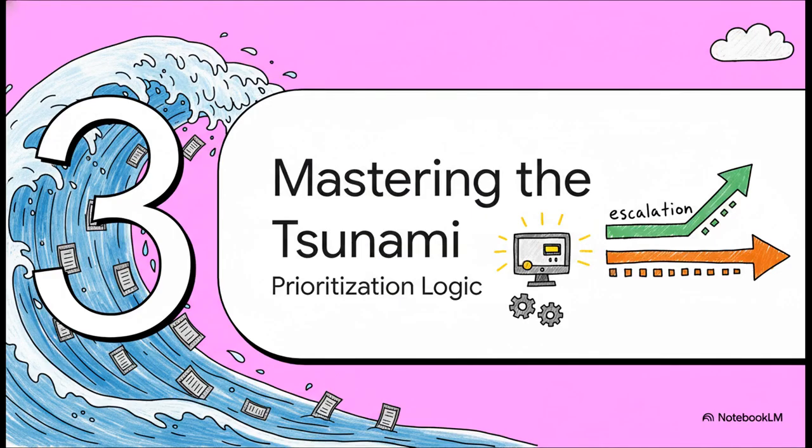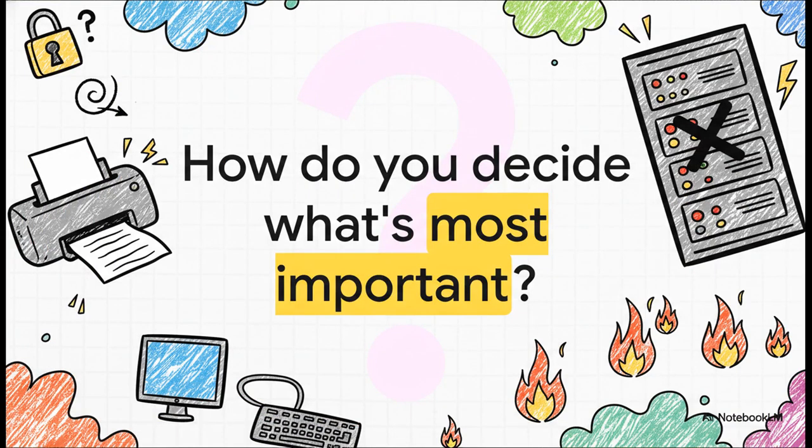Okay, so we have our command center, but you have to imagine that on any given day, that command center is facing a total tsunami of incoming tickets. So how does the support team manage that flood without getting completely overwhelmed? Well, they use the logic of prioritization and escalation. Just think about it. You've got a forgotten password, a printer that's on the fritz, and the entire company server just went down. They can't all be treated equally, right?